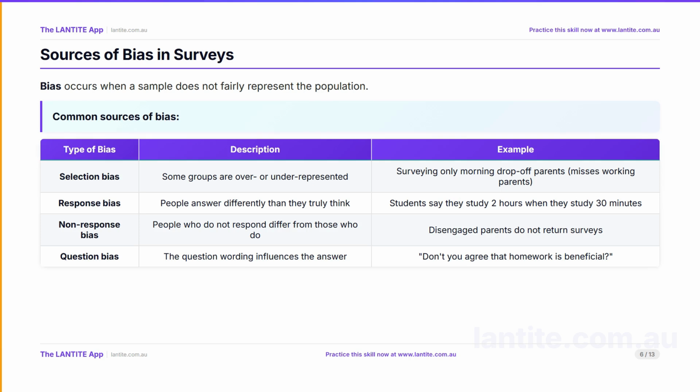Bias means the sample does not fairly represent the population. There are 4 main types to know. Selection bias: some groups are over or underrepresented, like only surveying parents at morning drop-off, which misses working parents. Response bias: people give socially desirable answers instead of honest ones. Non-response bias: the people who do not respond may have different views from those who do. Question bias: the wording pushes respondents toward a particular answer. On the LANTITE, you will be asked to identify which type of bias is present.